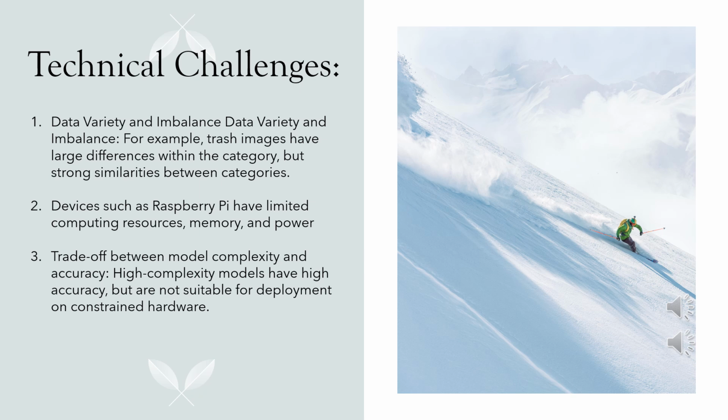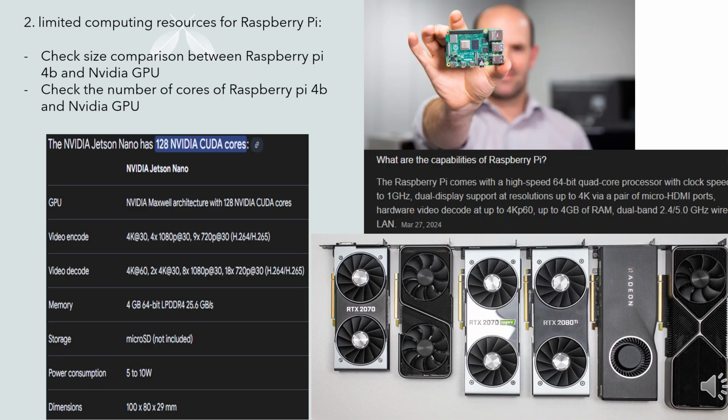The second is that devices such as my Raspberry Pi have limited computing resources, memory, and power supply. The next challenge is the trade-off between model complexity and accuracy. High complexity models have high accuracy, but they are not suitable for deployment on constrained hardware such as my Raspberry Pi.